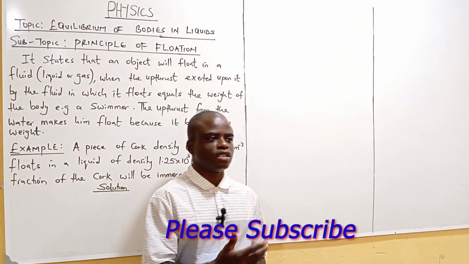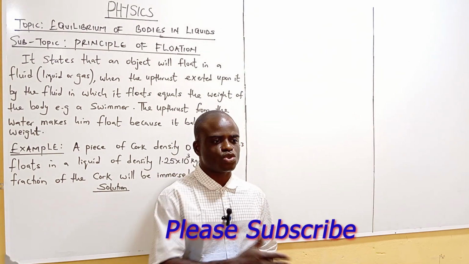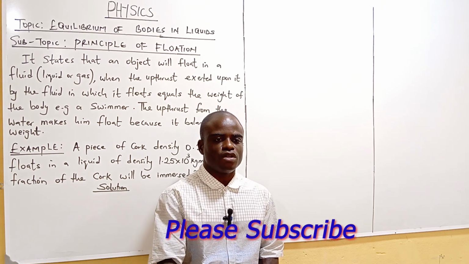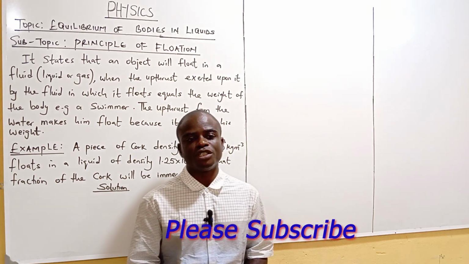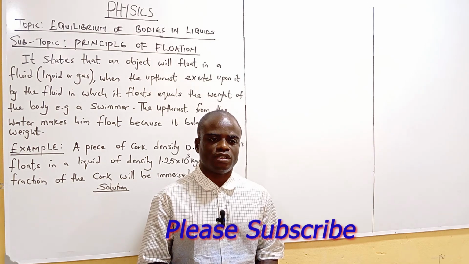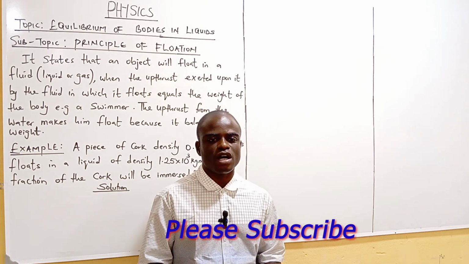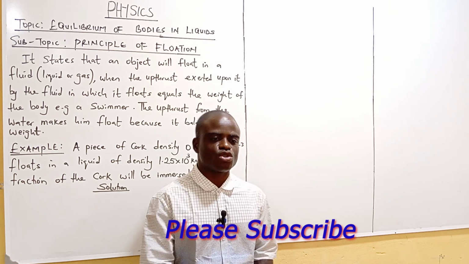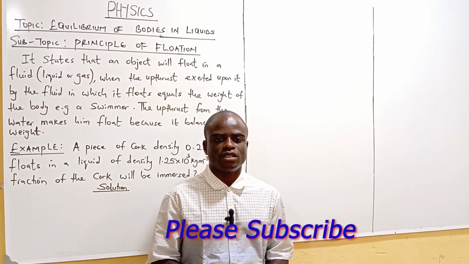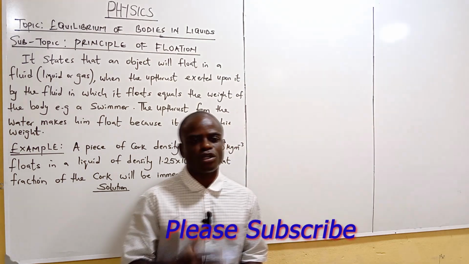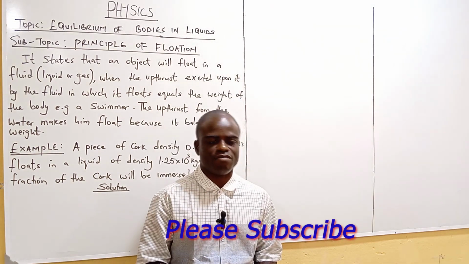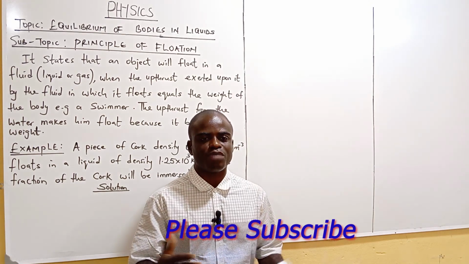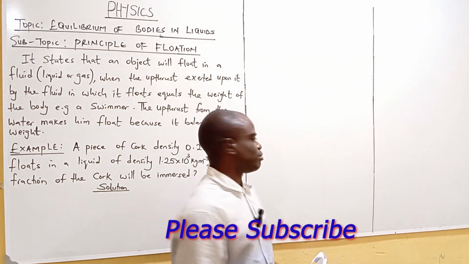E.g., you can see it in a swimmer. When they swim, the upthrust of the water is equal to the weight of the body. That's why the swimmer will be able to swim. But when the weight is not equal to the upthrust, the swimmer will sink. Is that okay? Now, the upthrust from the water makes him float because it balances his weight. Let's see the example on the board.